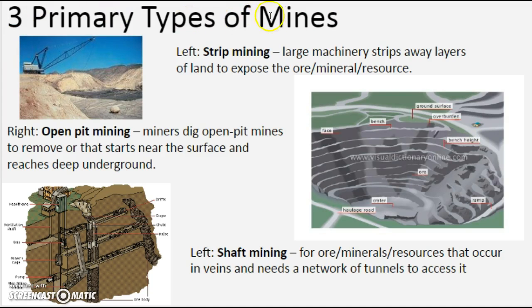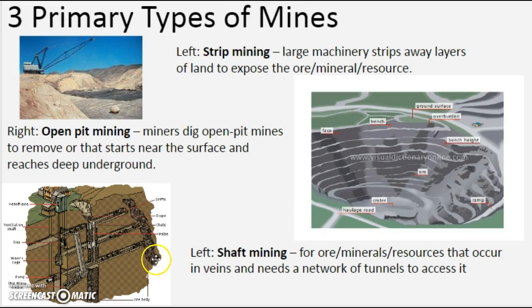So there are three primary types of mines. Here we see strip mining. Large machinery strips away layers of land to expose the ore, the mineral, or the resource. To the right over here we see open pit mining. Miners dig open pit mines to remove materials that start near the surface and reach deep underground.